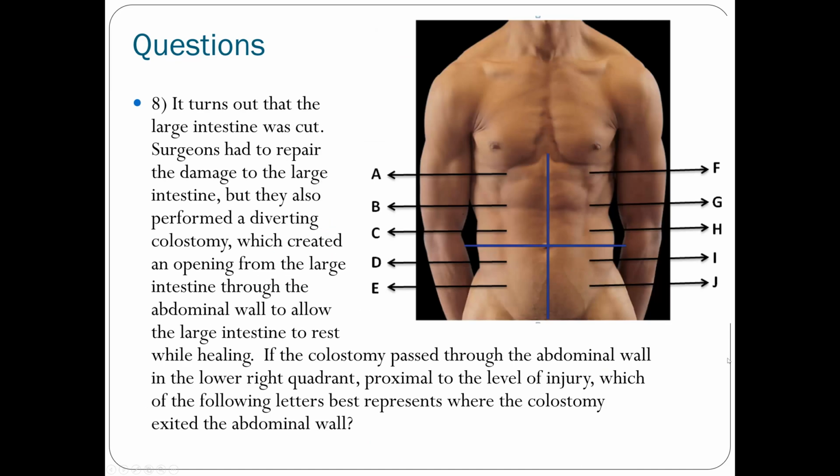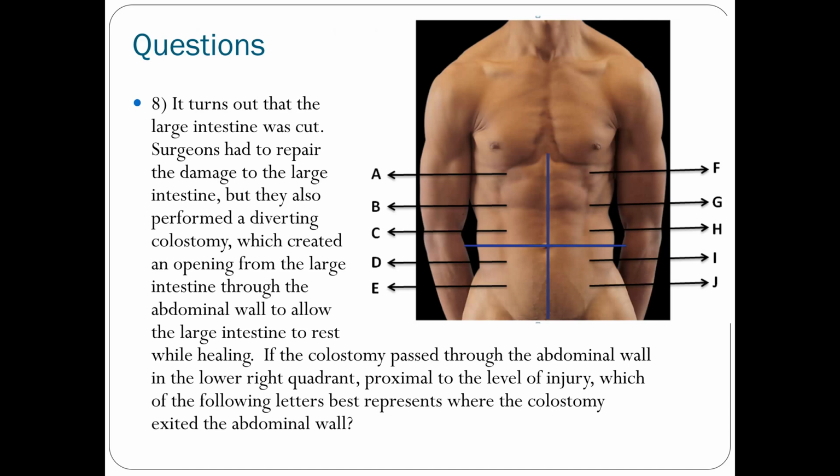Question number 8. It turns out that the large intestine was cut. Surgeons had to repair the damage to the large intestine, but they also performed a diverting colostomy, which created an opening from the large intestine through the abdominal wall to allow the large intestine to rest while healing. If the colostomy passed through the abdominal wall in the lower right quadrant, proximal to the level of injury, which of the following letters best represents where the colostomy exited the abdominal wall?